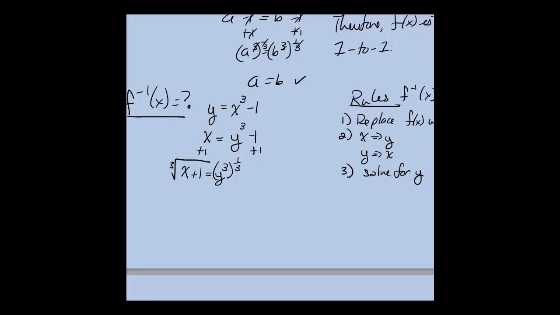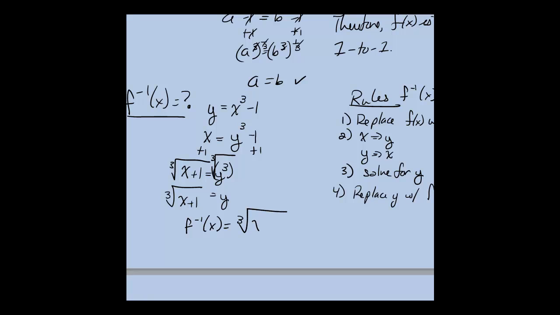If you don't like the 1/3 power, I will go ahead and take the third root of both sides. The third root of y cubed will cancel, and then we will have y is equal to the third root of x plus 1. And then lastly, we will replace y with f inverse of x. So here I can say that y, which will be equal to f inverse of x, is equal to the third root of x plus 1.